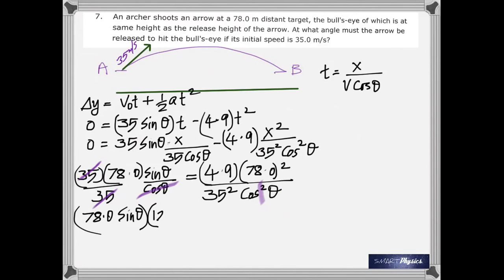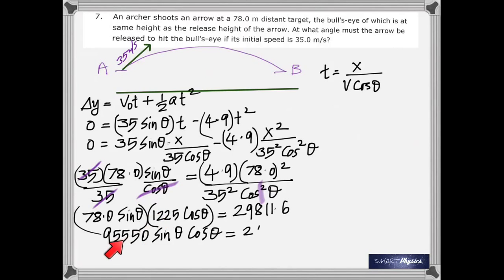So on the left hand side, 78 sine theta. And now I have brought this 35 squared to the left side with the cos theta. Okay, that's why you have it here. And this number is just what you get when you multiply 4.9 with 78 squared. So now 78 times this, 1225, is this. And now the math rule says that sine 2 theta is 2 sine theta cos theta. So since I see sine theta cos theta here, I can write that as sine 2 theta.